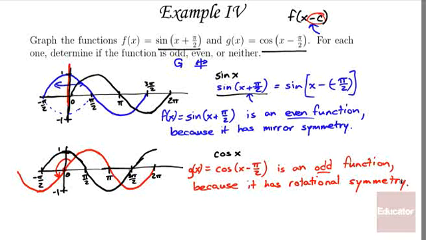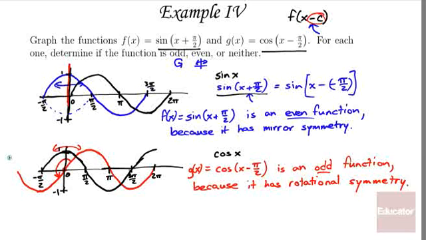Is it an even function? Does it have mirror symmetry around the y-axis? And no, it doesn't, because it has this kind of bump on the right-hand side, and it doesn't have the same bump on the left-hand side. So it's not an odd function. Or sorry, it's not an even function. It's just an odd function.